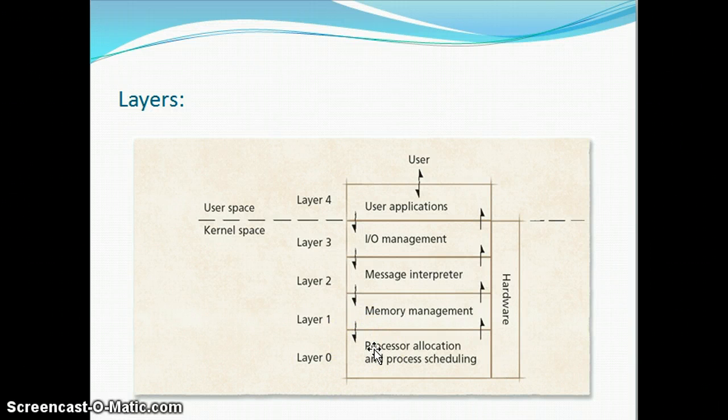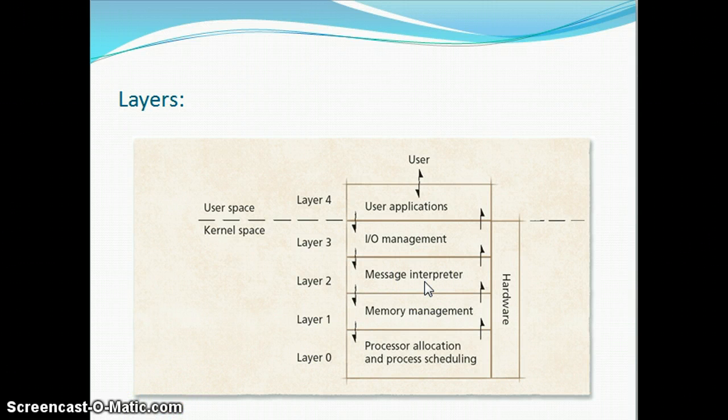Layer 0 provides basic multiprogramming to the CPU. This is process allocation and process scheduling. Layer 1 is where the memory management is done. It allocates space for main memory, and the layer 1 software takes care of making sure pages are brought into memory or not.